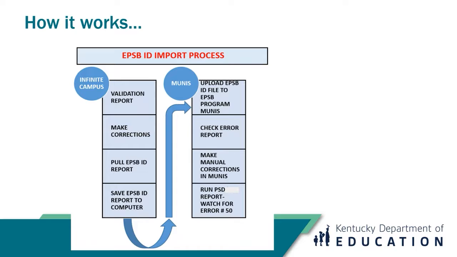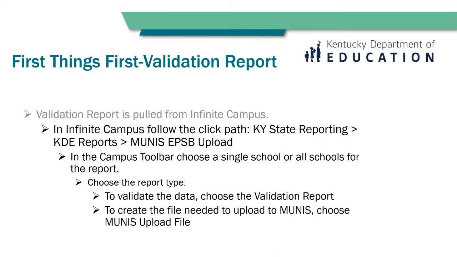Then going into Munis, you're going to upload the EPSB ID file to the EPSB program. You're going to check that report for errors. You're going to make manual corrections and then run your PSD report and watch for error 50. And we're going to talk about each of these steps as we go along. So first things first, the validation report.